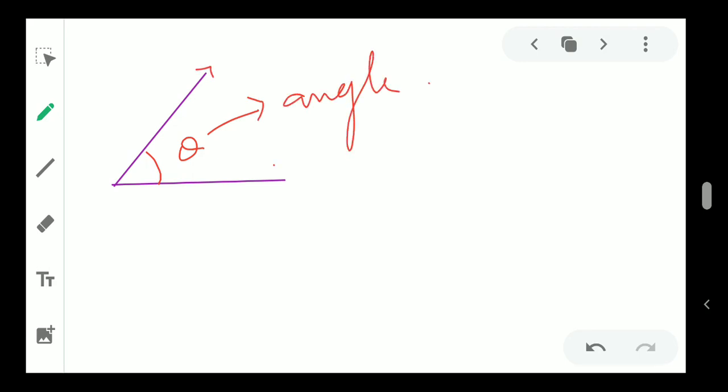When we have two lines, how the lines are aligned, how much one line is inclined with another one, that is defined by angle, right? So this is called angle. But this is in 2D, two dimensional. Whenever you talk about 3D, something different happens.